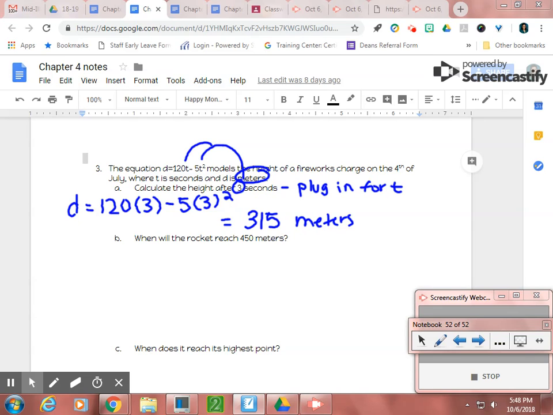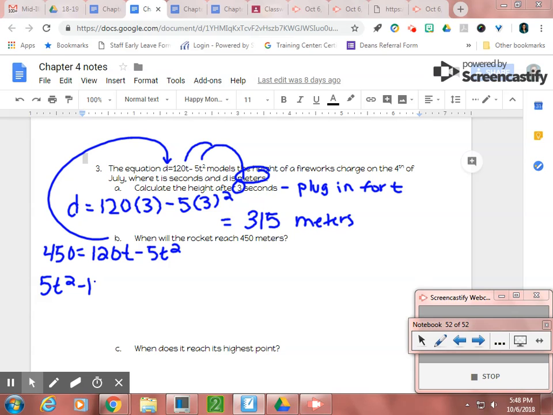When will the rocket reach 450 meters? Okay, so we're asking, when is it going to reach a time? So we're taking that and we're putting it in for our distance. So we're saying that 450 is equal to 120t minus 5t squared. So what I would do here is get everything to one side and put it in order. So that's going to give me 5t squared minus 120t plus 450 equals 0.